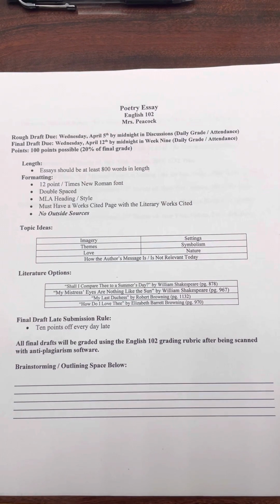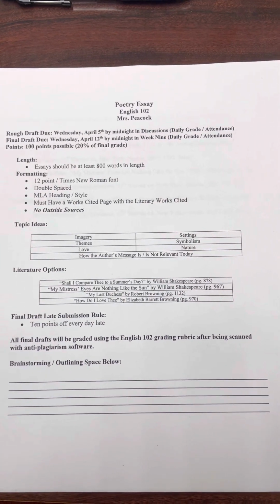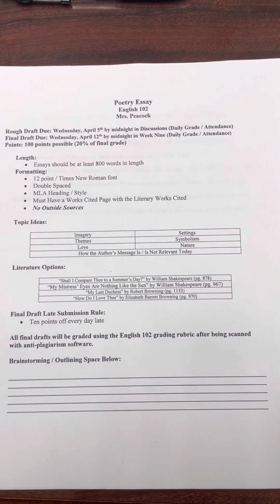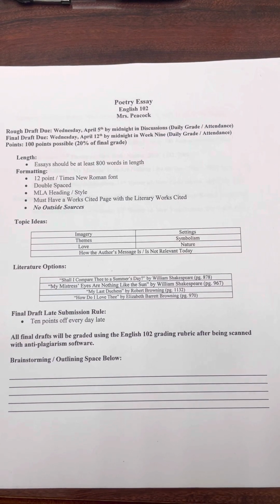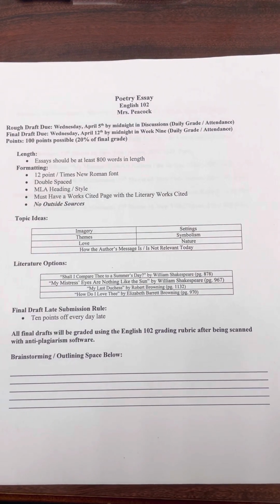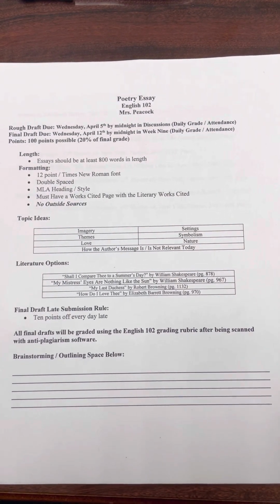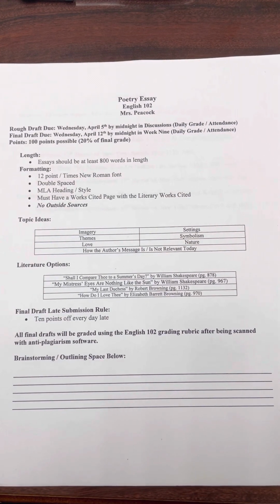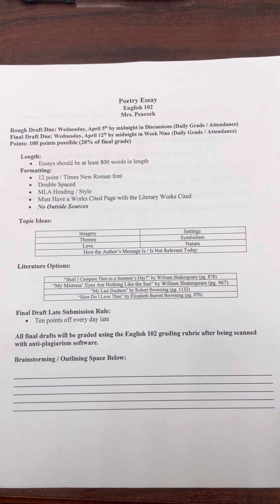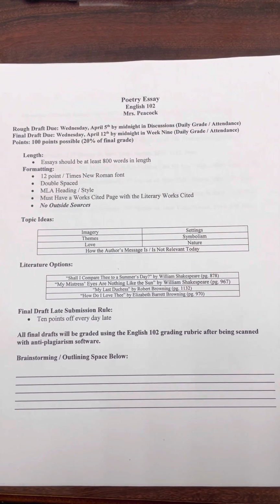So the only citations that should be on that works cited page would be the literature that's listed on the second page. So I have some topic ideas for you to choose from. Imagery, themes, love, settings, symbolism, nature, and how the author's message is or is not relevant today. So for an example on how you might write a paper like this, if you wanted to focus on symbolism, you could pick 3 symbols within one of the poems and pull the quotes about those symbols and what you believe the items symbolize. So for instance, if it's flowers, how do they symbolize love or life or beauty, depending on whatever your interpretation is of that symbol. So that's one easy way to organize your thoughts.